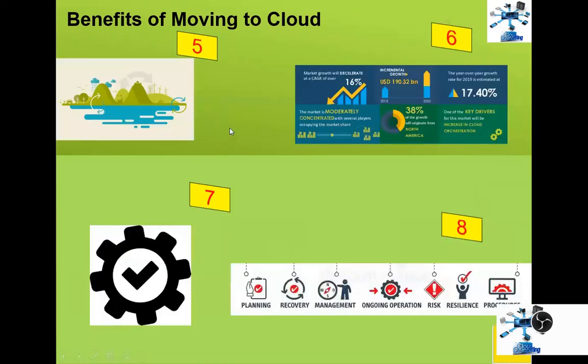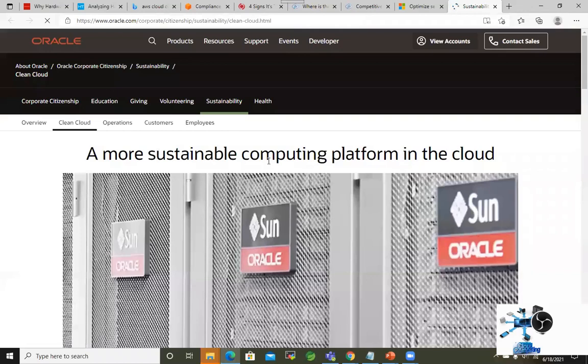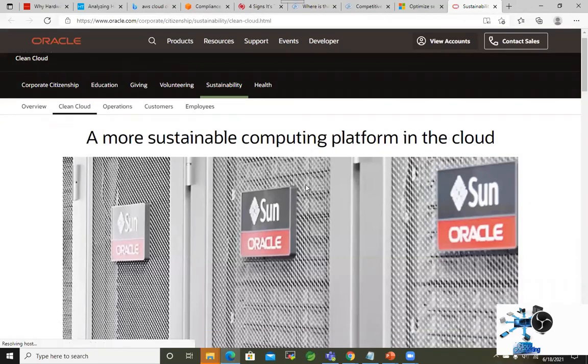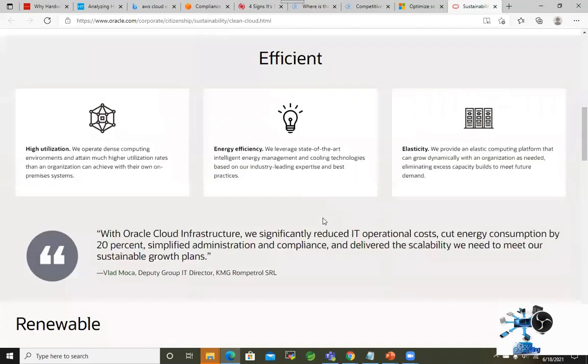So the fifth one is going to be sustainability, I mean eco-friendly. In the cloud, we get eco-friendly because you are no longer maintaining physical hardware. If you take a look again, I have given a reference for a more sustainable computing platform in the cloud from Oracle Cloud. So you can see energy efficient, cost savings, because you are reducing the carbon footprint, right?